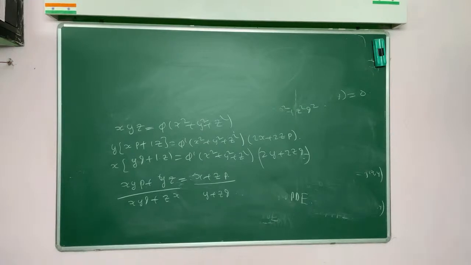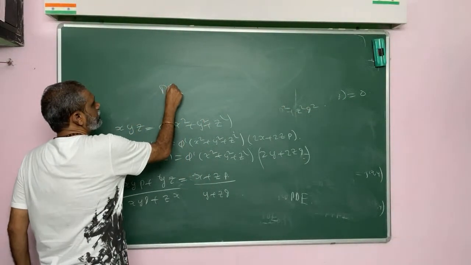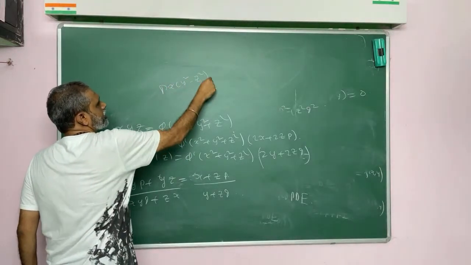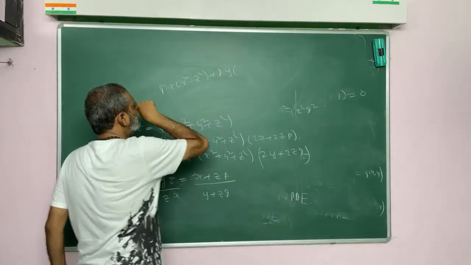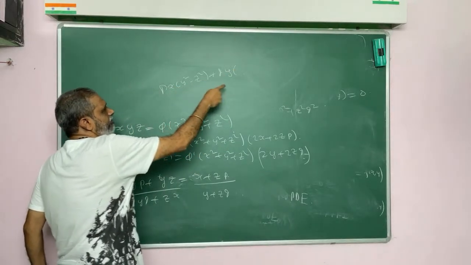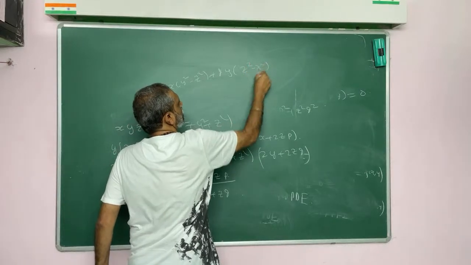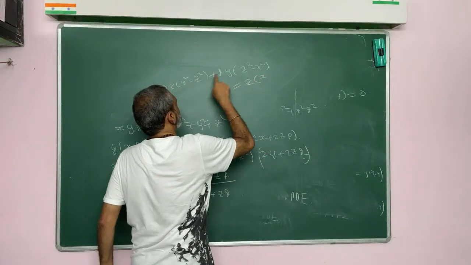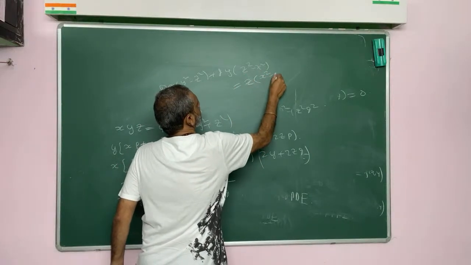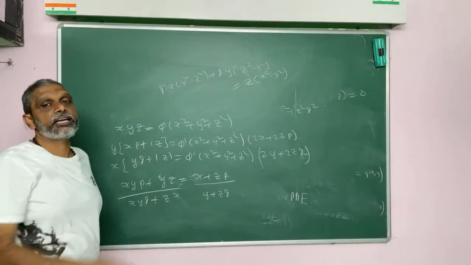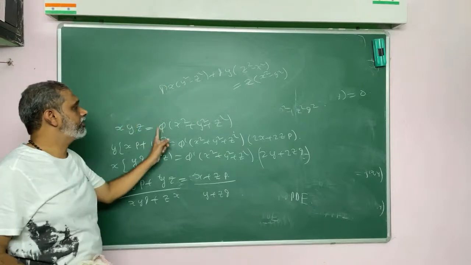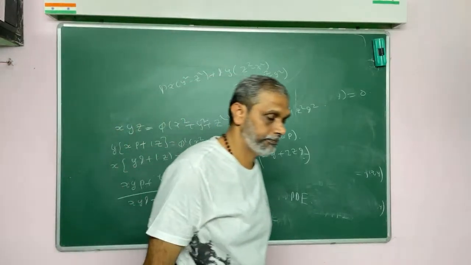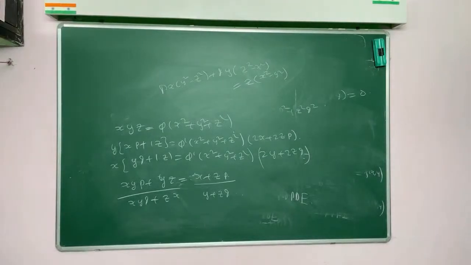Now this problem is a very strong problem. I told you how you will do this. If you simplify, what will you get? Px into y square minus z square plus qy into z square minus x square is equal to z into x square minus y square, a cyclic function of x, y, z: yz x, zx y. This problem may come in Lagrange's also. This is the question, and you will get the solution like this. It's a very good problem.